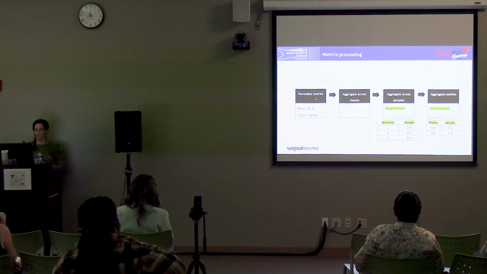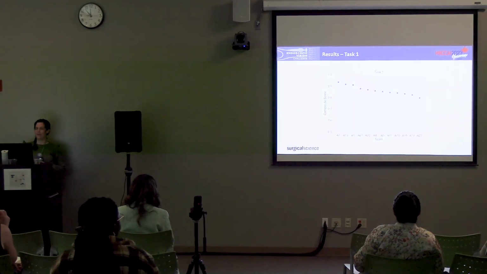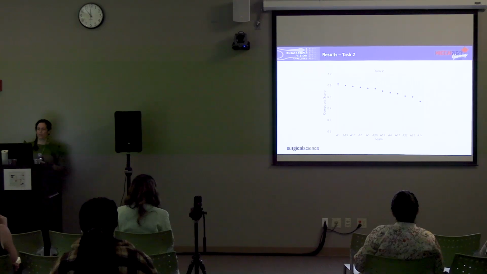This is how we process the metrics. You can come back and look at the slides, there's like 1 minute left. Here's our results. X-axis are the de-identified teams. Y-axis is the scores. Here's our top 3, all over 0.9, and then it falls off. Task 2, same X and Y axis setup. Top 3 teams, we're at about a little over 0.9 and a little under it, and then it falls off.